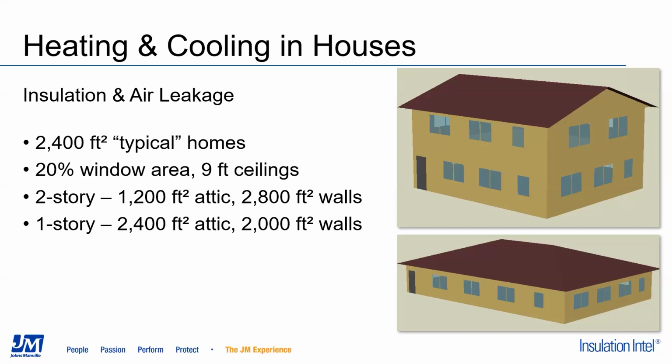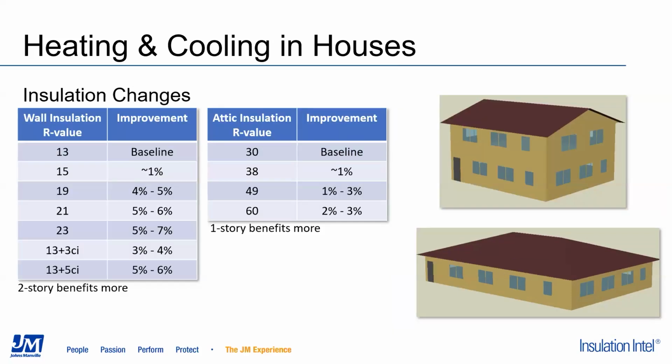So, again, looking at this 2,400 square foot "typical home," that's kind of the average size house currently built in the US, about 20% window area. We are going to look at a couple of different variations of this house. I'm going to look at a 2-story variation and a ranch variation because that's going to help highlight how changing the insulation amounts in the attic versus the walls has a difference. And you can imagine it will as we have more attic or more wall in the various pieces.